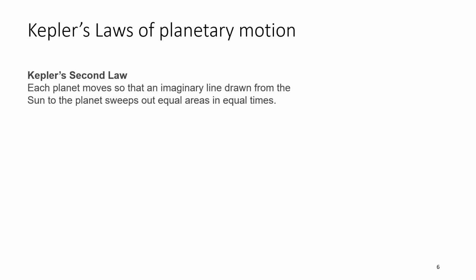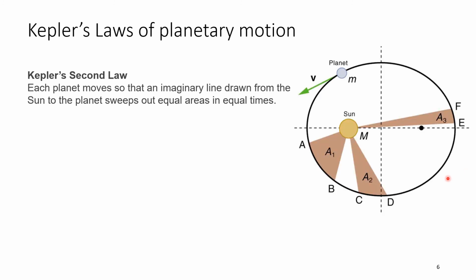Kepler's second law states, each planet moves so that an imaginary line drawn from the Sun to the planet sweeps out equal areas in equal times. As shown in this figure, if the shaded regions have equal areas, it takes equal times for the planet m to go from A to B, or from C to D, or from E to F, so that the planet m moves fastest when it is closest to the large mass M.